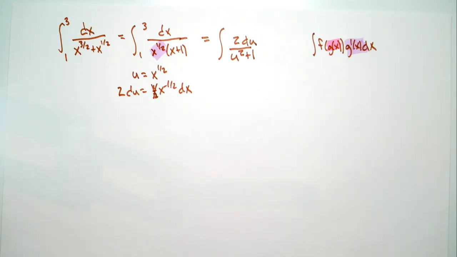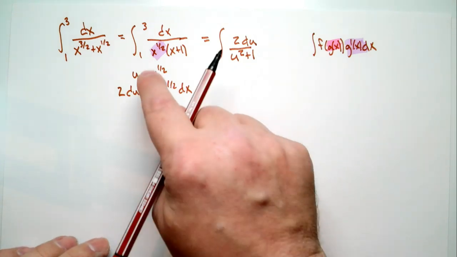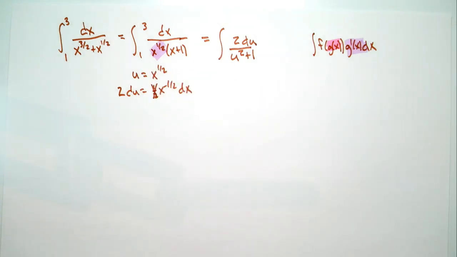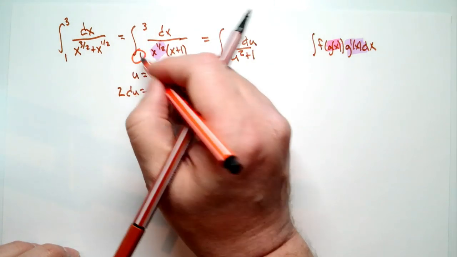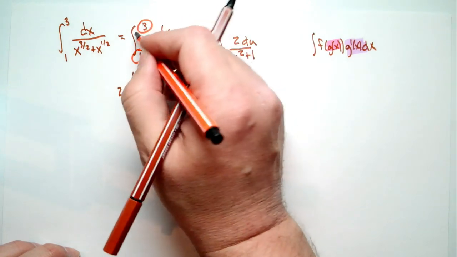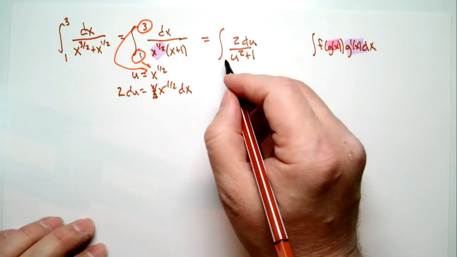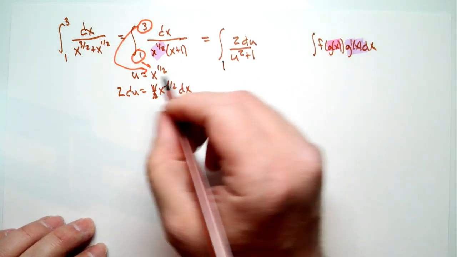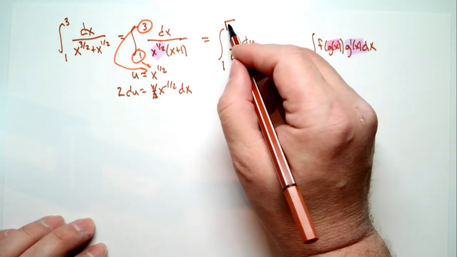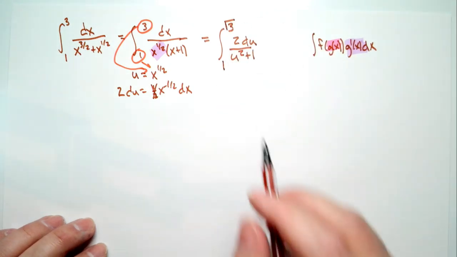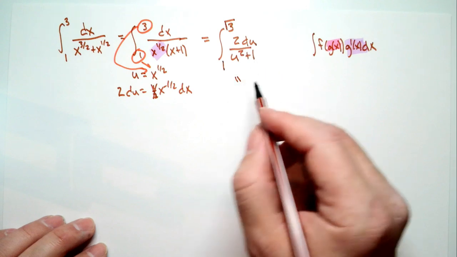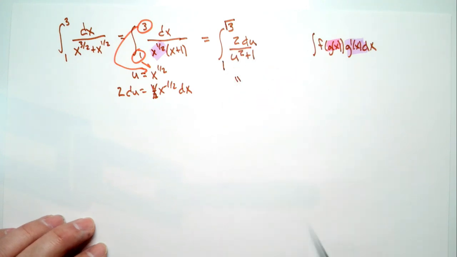If you do a definite integral, what else do you need to do? Change the bounds. And the way you change your bounds is you take these numbers here and you plug them in to your relationship. So 1 to the 1 half power would be 1. 3 to the 1 half power is square root of 3. So what do we end up with? We end up with an integral we can actually do, because this is on our list of integrals that we know. Our list is short, so we can do it.